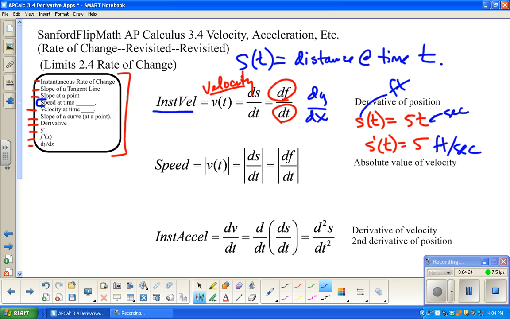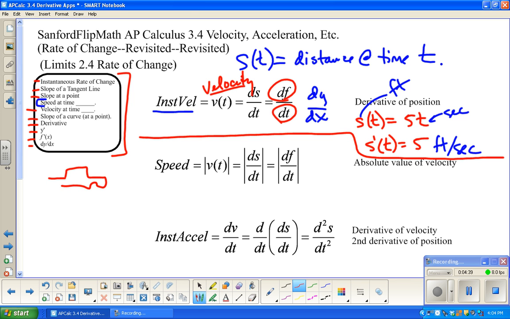Okay. All right. Speed is very, very similar, and the only issue is that speed needs to be the absolute value. So, like for instance, if I'm driving in my car, or my truck or whatever, and if I'm going forward at 25 miles per hour, then my speed is 25 miles per hour. Okay, nothing earth-shattering about that.